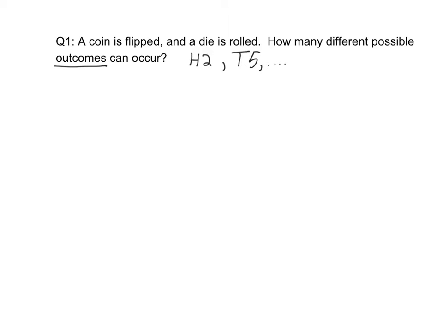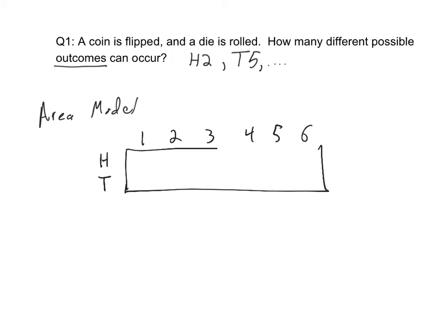Well, let's look at solving these with some visual strategies. One possibility is an area model. The way an area model works is we consider how many outcomes there are on the coin. A coin could have an outcome of heads or tails. And we consider how many outcomes there are on the die. Presuming a six-sided die, it could be a 1, 2, 3, 4, 5, or 6. And what we do is we draw a grid or a matrix.